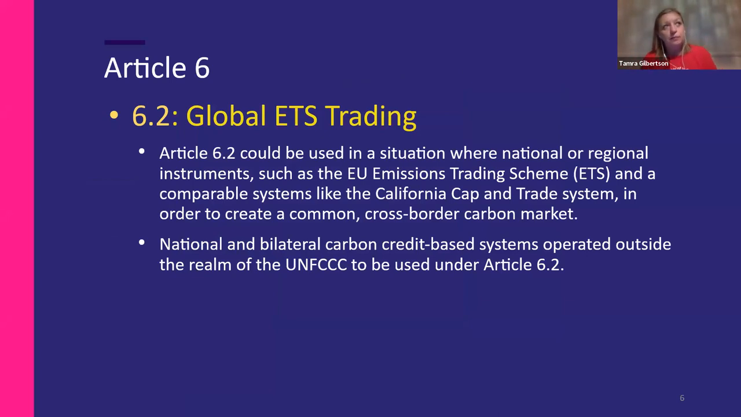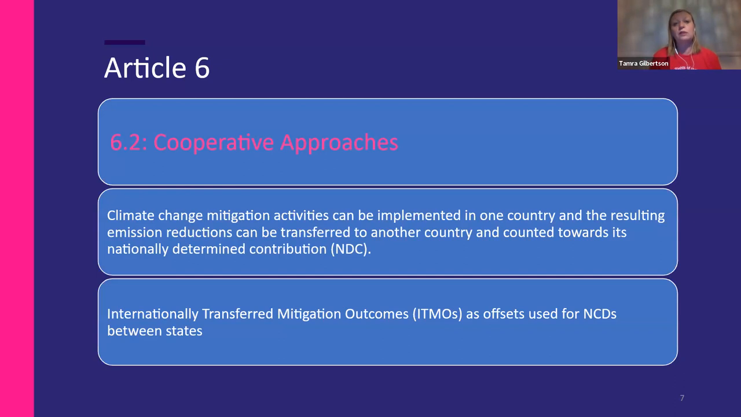Article 6 of the Paris Agreement is the carbon markets system within the Paris Agreement. I'll just talk a little bit about Article 6.2 first, which is basically being set up so that emissions trading systems that are compliance markets overseen by states and governments can then be linked together in a common database. And this is being discussed now. There is every intention to link 6.2 to 6.4, which we'll talk about in a moment. And these can be national and bilateral carbon credit-based systems that would then be overseen within 6.2.